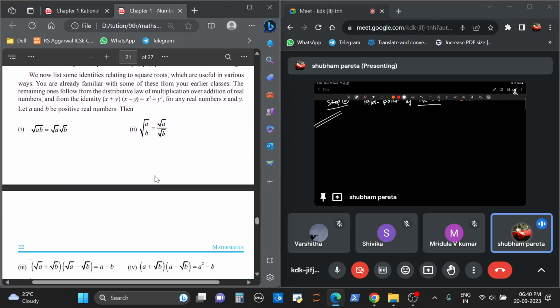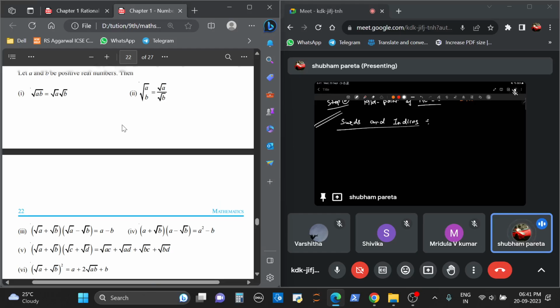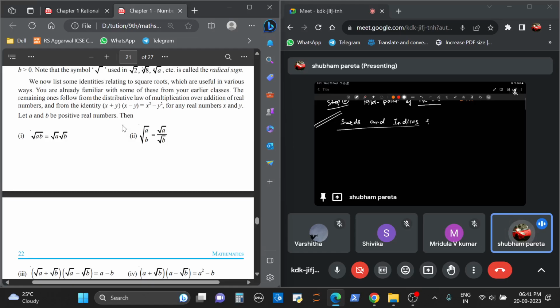Now coming to the surds and indices. What do you mean by the surds and indices, guys? As of now, we just saw the rational and irrational numbers, and in that, we also saw the under root category of things. So first of all, let us understand some properties of under root.